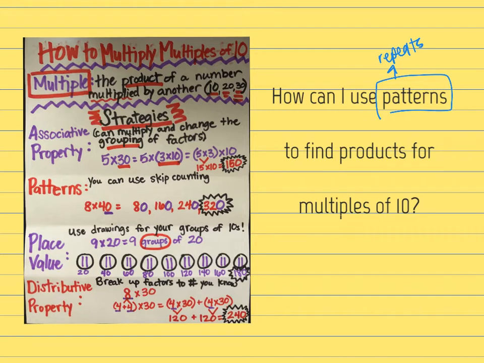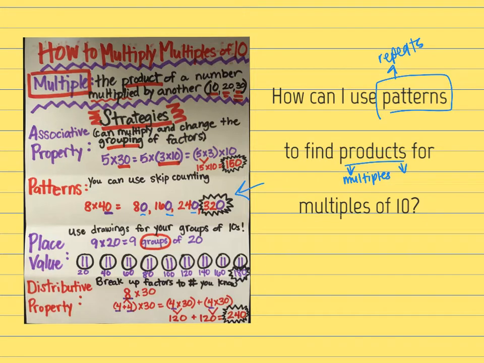So when we're talking about multiples of 10, we're going to be looking for patterns, and one of those patterns is when we skip count by tens, or we multiply by 10, we always have a 0 in the ones place. Okay, so that's a pattern that you will look for. So remember, a pattern is something that repeats. So how can I use patterns to find products? Remember, a product is the answer to a multiplication problem. So products are your multiples.